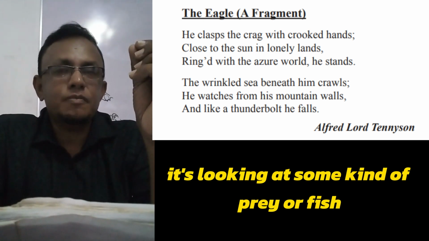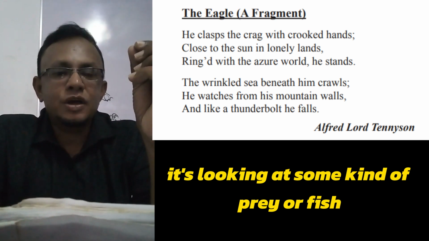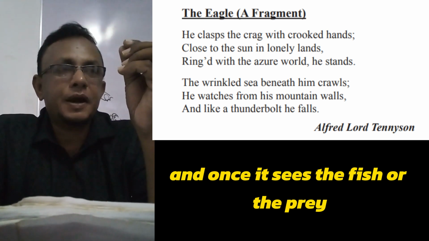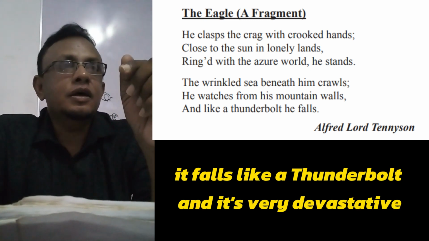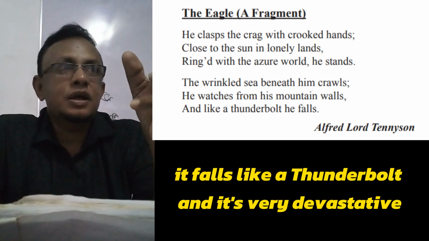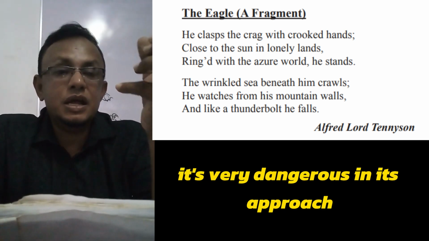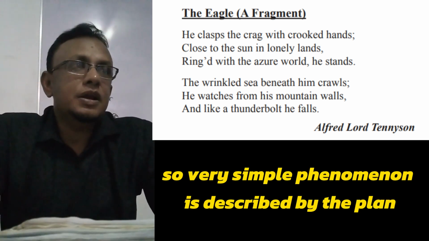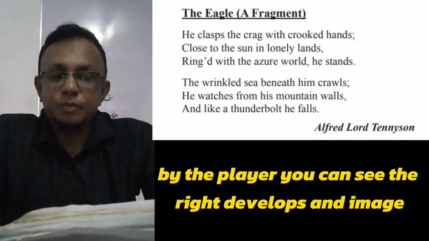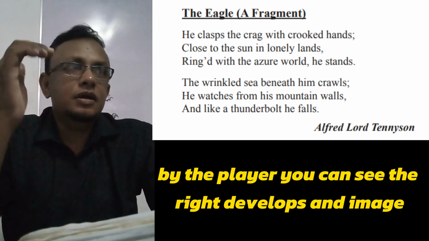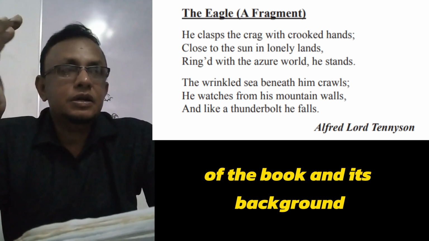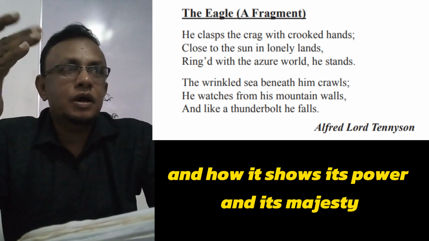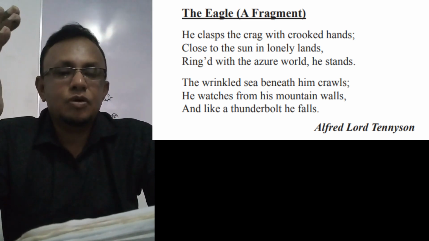It's looking at some kind of prey or fish, and once it sees the fish or the prey, it falls like a thunderbolt, and it's very devastating, it's very dangerous in its approach. So a very simple phenomenon is described by the poem. You can see the writer develops an image of the bird and its background and how it shows its power and its majesty on the environment.